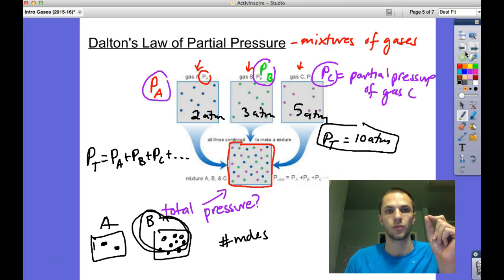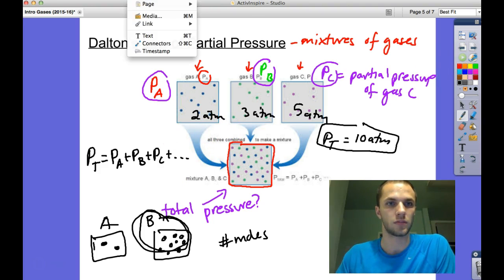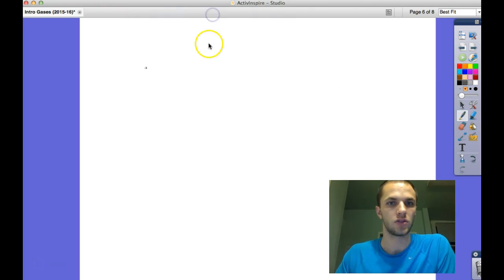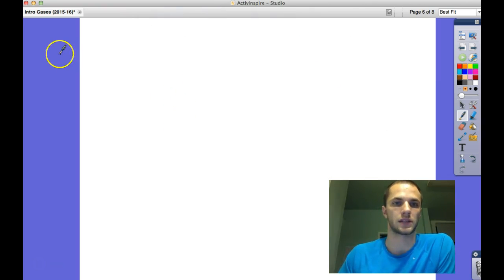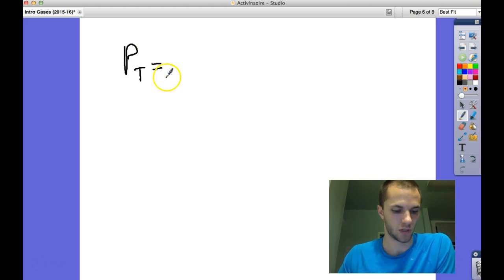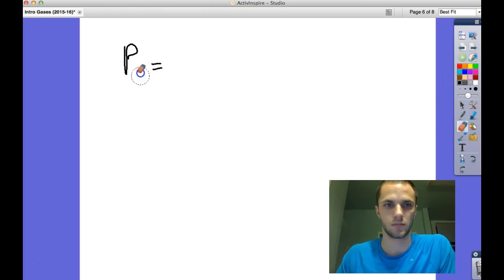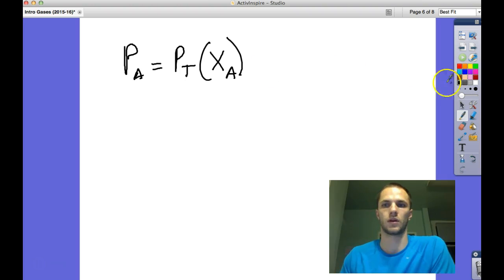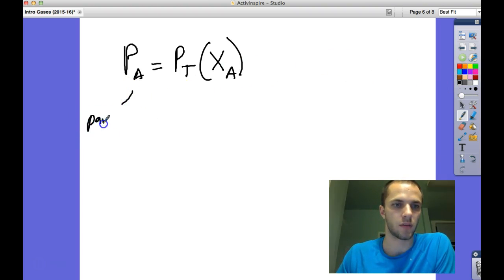So the way that comes into play is with another equation that allows us to calculate the partial pressure of a gas. And this is also on your equation sheet. Here is that equation. P sub A is equal to P sub T times what's called chi A. This represents the partial pressure of gas A.